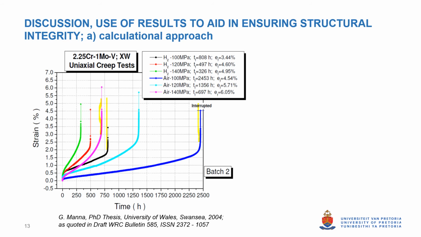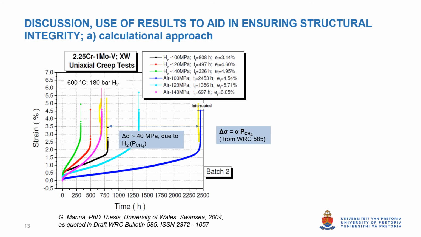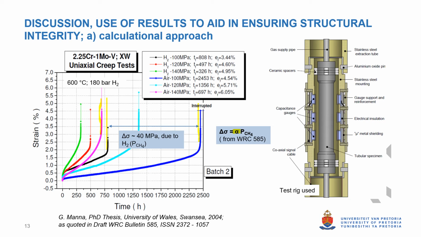It was recently established by the WRC that the additional stress is directly proportional to the pressure of the methane caught up in the cavities, according to this equation provided. The alpha parameter provided here is called the methane proportionality parameter, and it is fundamental to the assessment of HTHA life. The test rig used by Mana was quite sophisticated and elaborate to obtain the required strain measurements and at the same time maintain hydrogen safety.